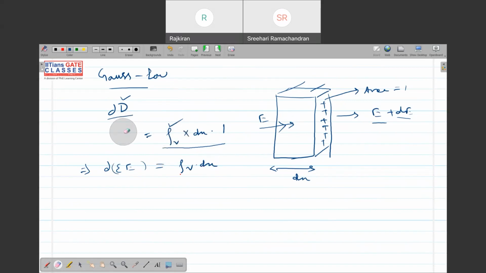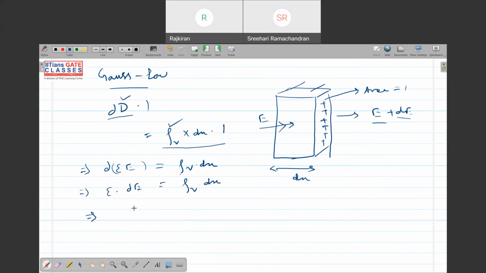Del D will give you flux per unit area, so I have to multiply by area to get the total increase in flux. Del D is the total flux per unit area; multiplied by area, I get the total increase in flux. Then I will get epsilon into D is equal to rho v into dx.